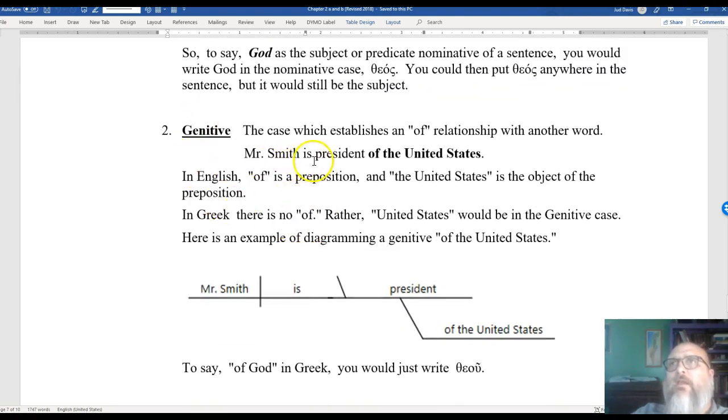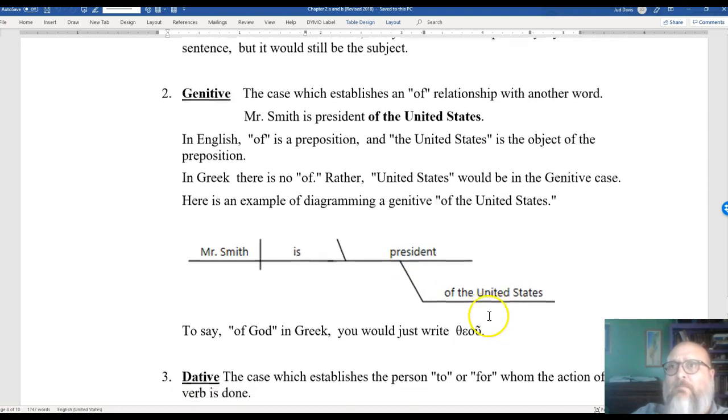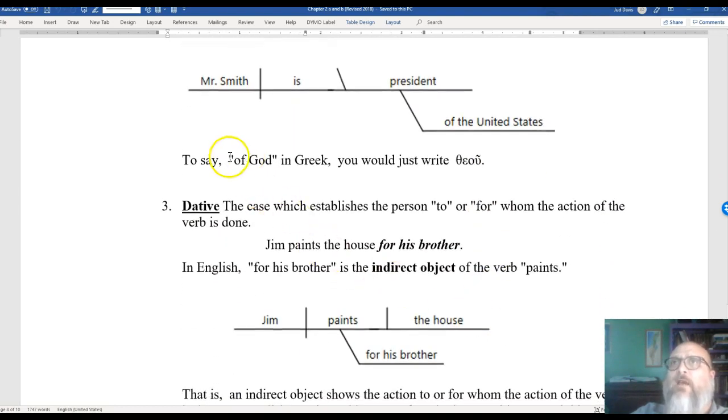The genitive is if you wanted to say Mr. Smith is president of the United States. Mr. Smith, subject, is, verb, president, predicate nominative, of the United States. In Greek that would just be in the genitive case. So if you wanted to say love of God, instead of writing theos, you would write theou. And that by itself, without any word "of," will mean of God.